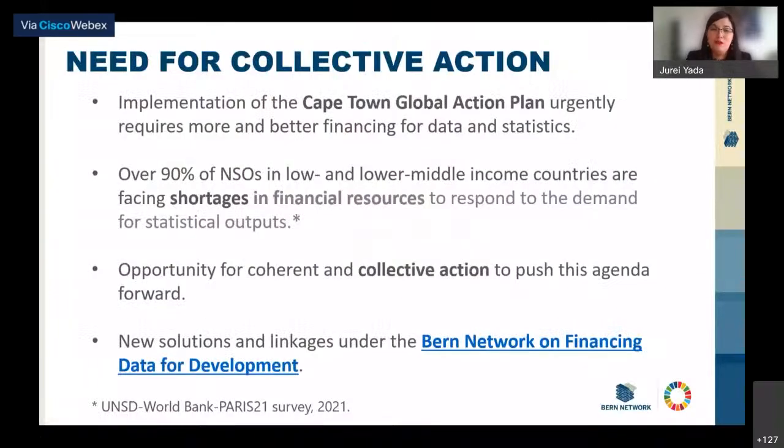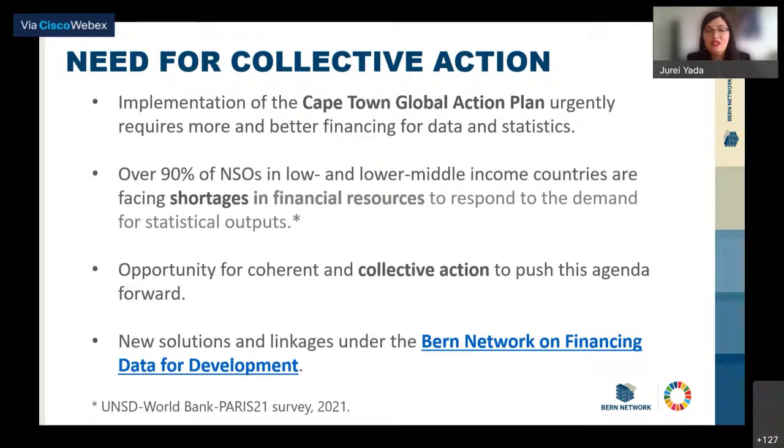But let me first take a few steps back and come back to the Cape Town Global Action Plan from 2017, which, as we all know, provides a holistic roadmap for the modernization of national statistical systems to be fit to respond to the data demands of the 2030 Agenda. But as most of us know, significant implementation challenges remain, and national statistical offices face considerable capacity and resourcing gaps, some of which we just heard about, in the implementation of this plan. And we've really seen that these challenges have only become more acute during the COVID-19 pandemic.